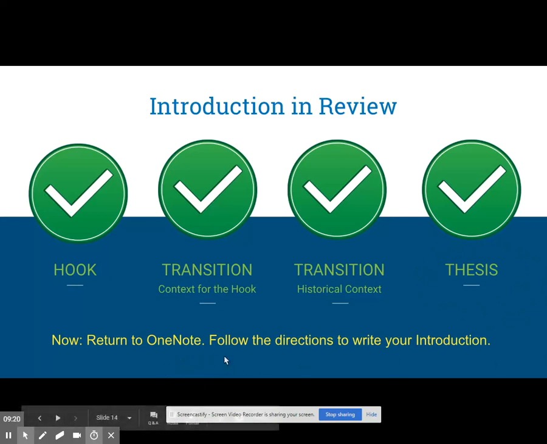All right, now return to OneNote, follow the directions to write your introduction.